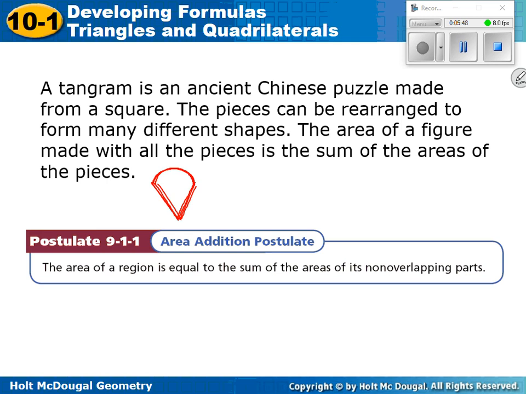Okay, so think about the ice cream cone. What can I divide it into? Okay, I heard a circle and a triangle. That's close. What am I really dividing it into? Semicircle, or half a circle and a triangle.